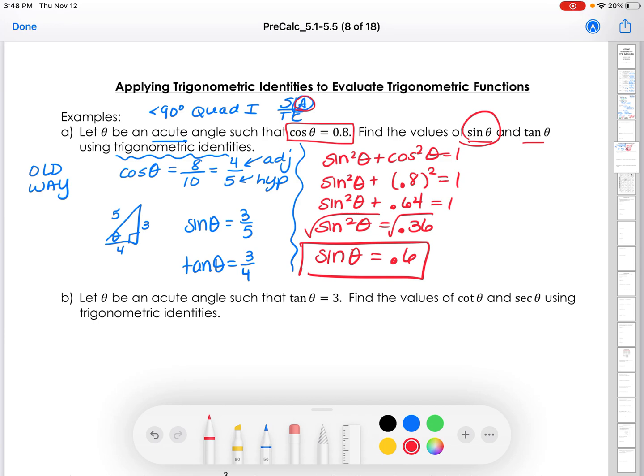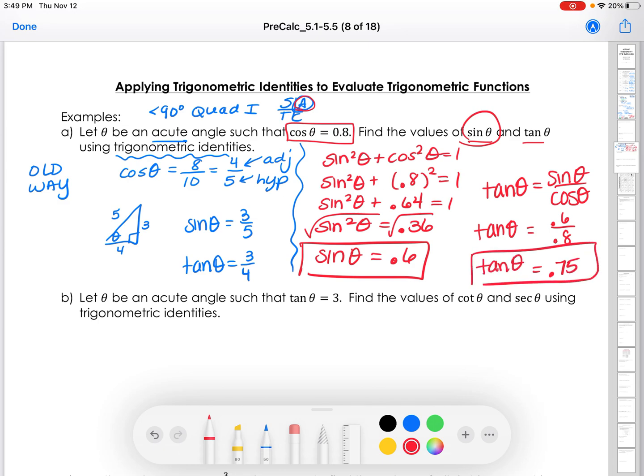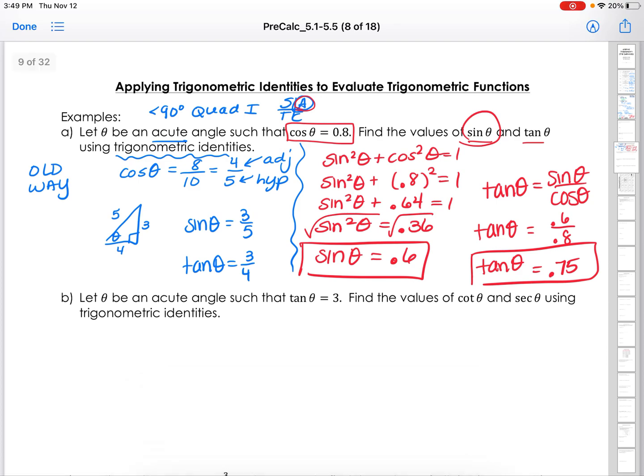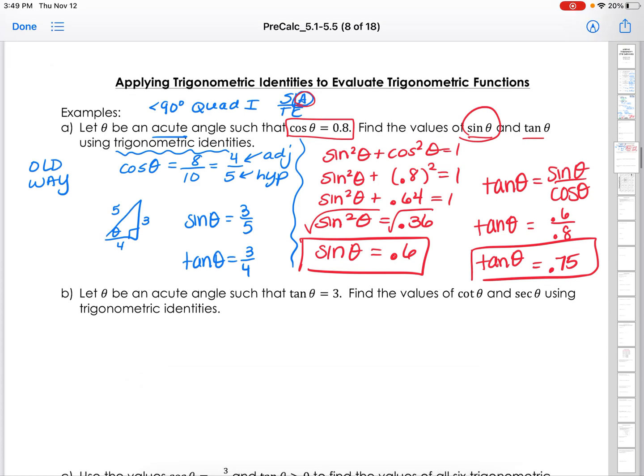The other half says, what's tangent? Well, we know the relationship between tan, sine, and cosine. Tan is equal to sine divided by cosine. So that means that tangent is going to be 0.6 divided by 0.8. And when we simplify that, we get either 3/4 or 0.75. It's really just another way of thinking of this problem.